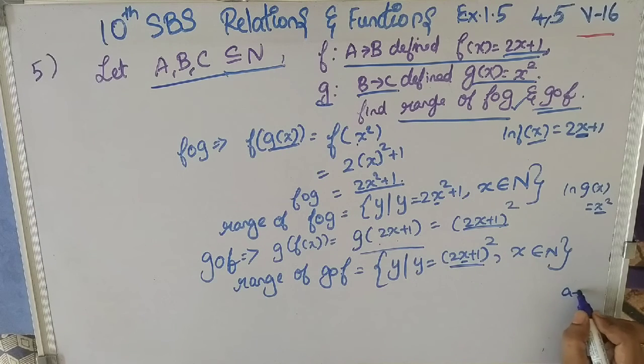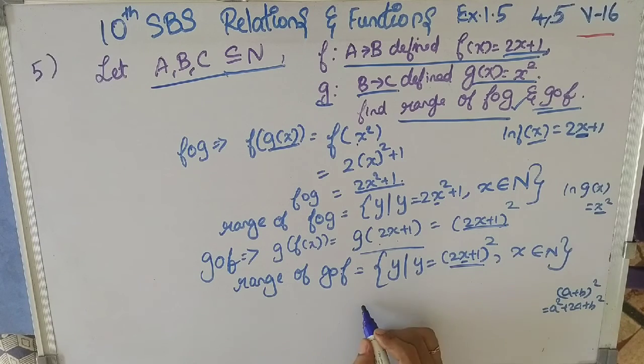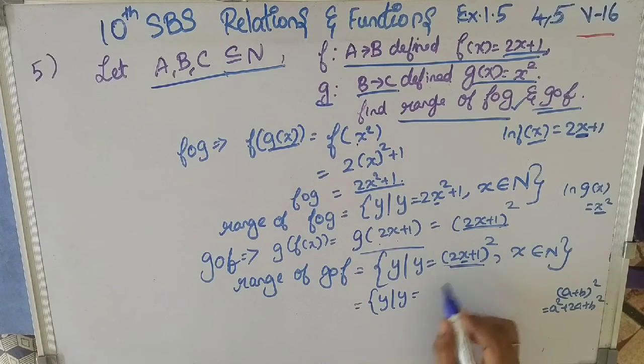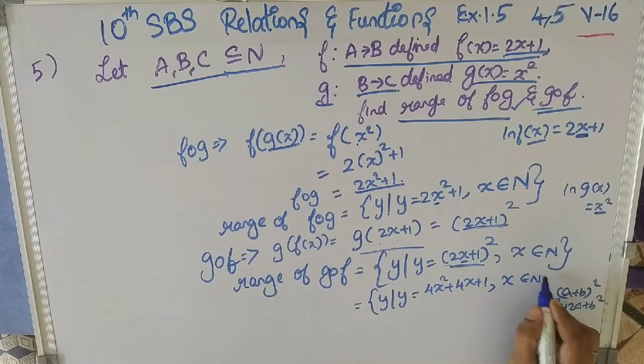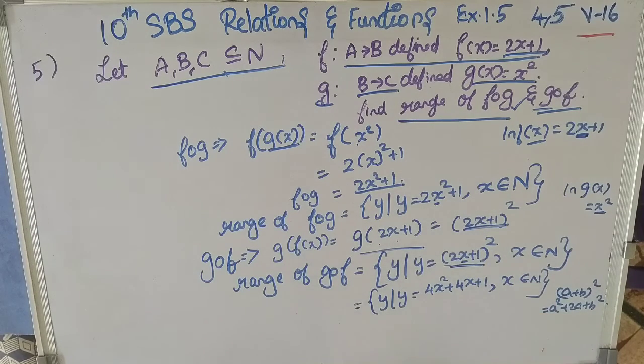Now instead of 2x plus 1 the whole squared, we can expand it using the formula a plus b the whole square is equal to a squared plus 2ab plus b squared. Okay. So we can write the range of g dot f is equal to y, where y is equal to 4x squared plus 4x plus 1, where x is an element of natural numbers. We can write in both the ways.